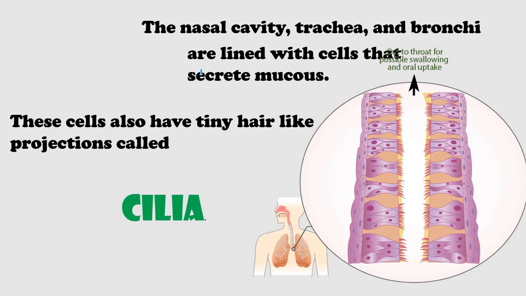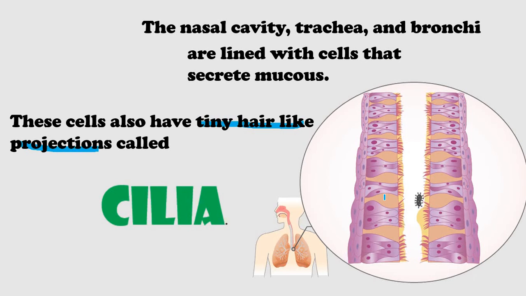Also, these cells are lined with tiny hair-like projections. These projections are called cilia. Look here, these are the cilia, and this moving part is a foreign particle trying to get inside the lung, but the cilia are preventing it and trying to expel it outside your body.